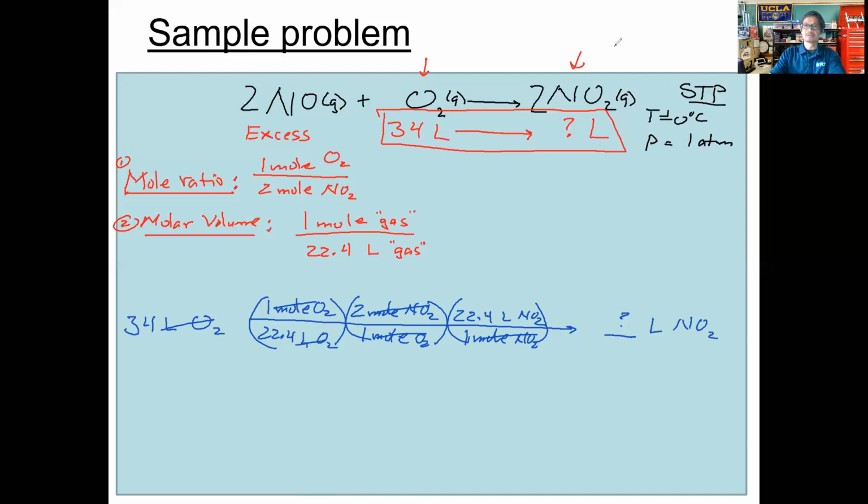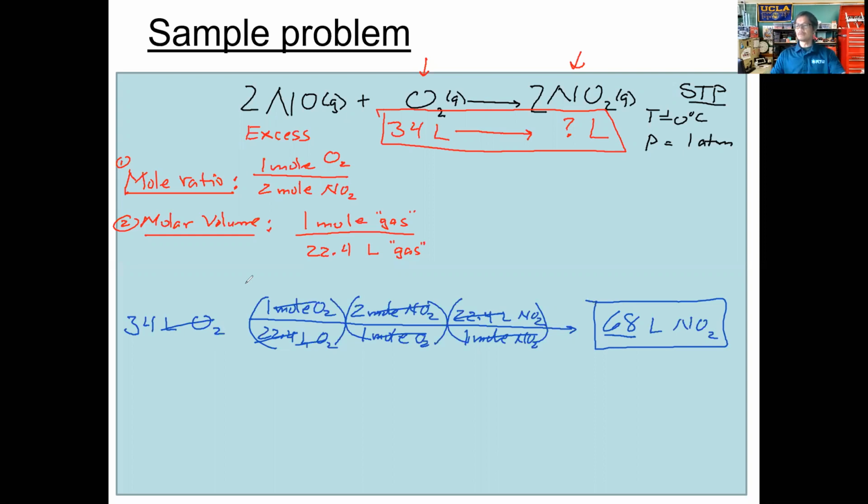Let me go ahead and erase this quickly. 68 liters of NO2. And that's our answer. So 34 times 2 times 22.4 divided by 22.4, and that's how we get our 68. Hopefully you recognize here also, folks, that the molar volume actually cancels out as well. So really, you're just doubling the initial volume right there.